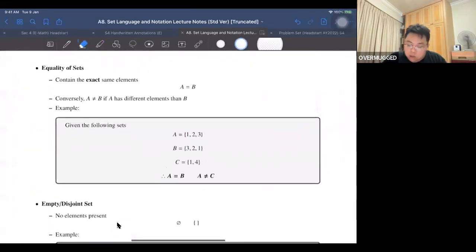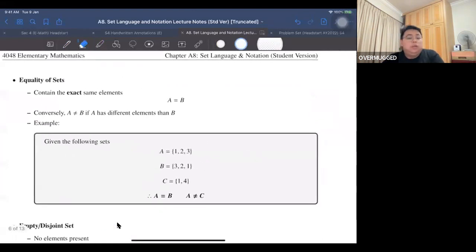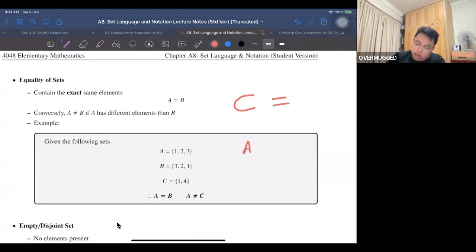Next, equality. It's the equal sign, so I think everyone knows what the equal sign is. As long as A equals B, it means that the elements are equal. Every single element in A will be contained in B. Now there is a difference between this and this. Just now, when I mentioned the subset, it is one direction. When I say A is a subset of B, it means that every element in A is inside B, but it does not mean that every element in B is in A. So there is a difference.